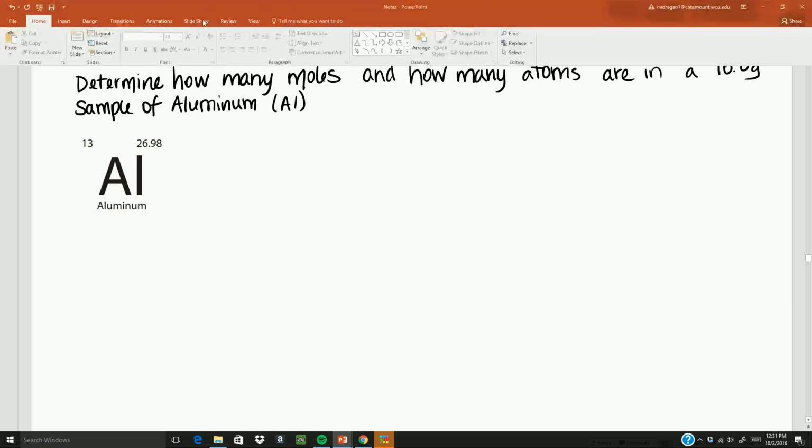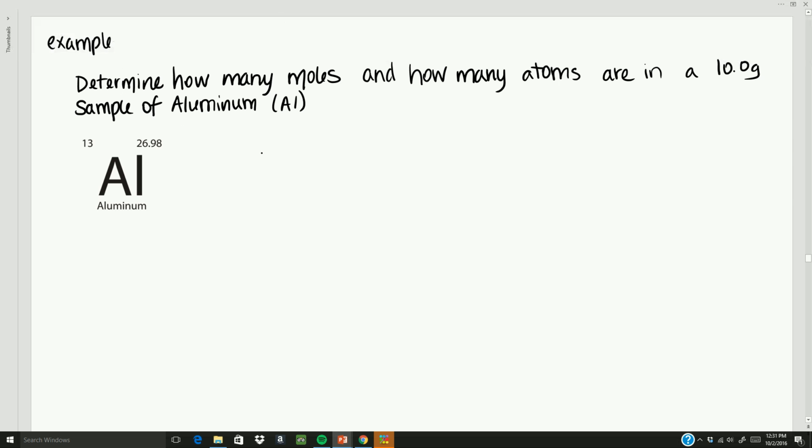Okay, so let's talk about an example here. So this example says determine how many moles and how many atoms are in a 10.0 gram sample of aluminum. So they gave us the amount of the sample, which is 10 grams. So we need to go from 10 grams of aluminum to moles of aluminum. The abbreviation for moles is just MOL. So we can do that using the atomic mass of aluminum.